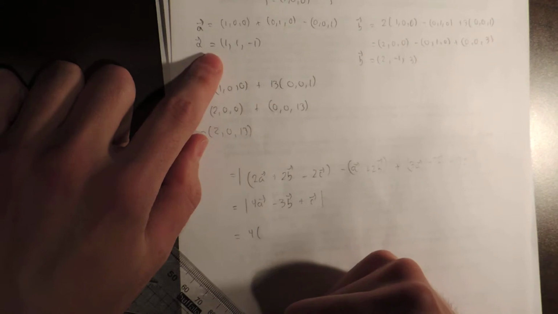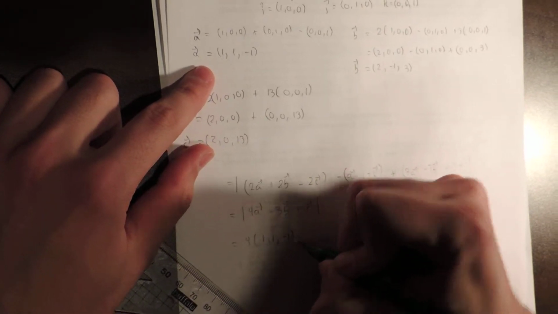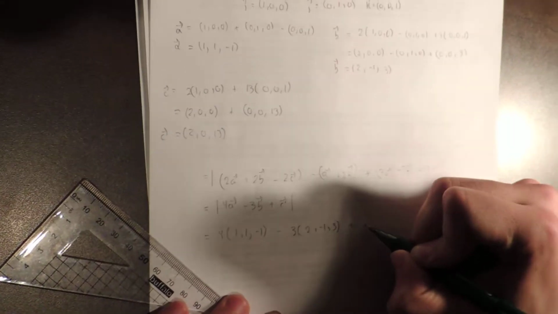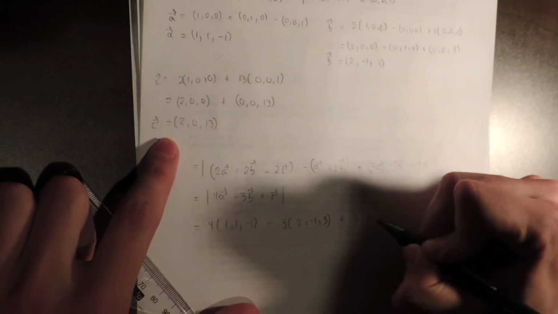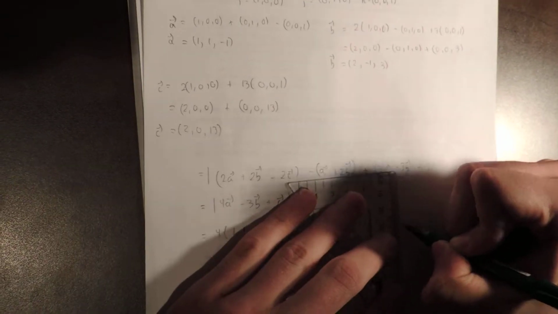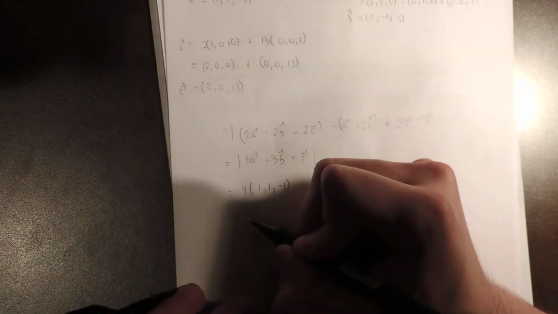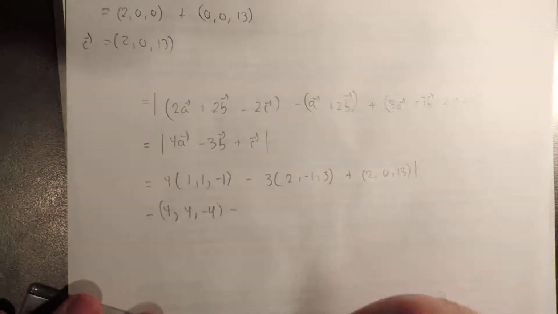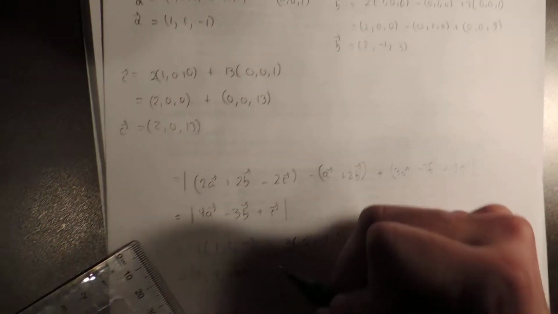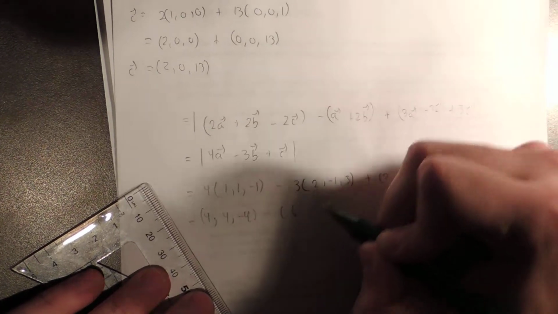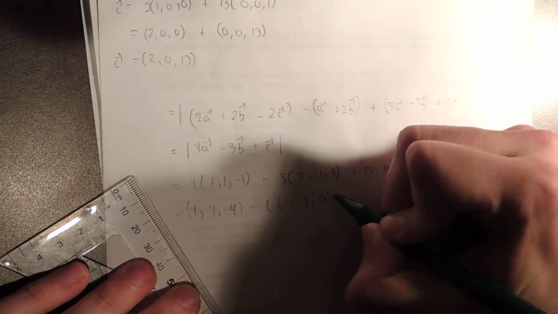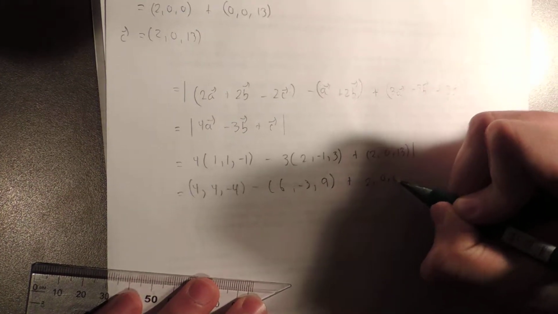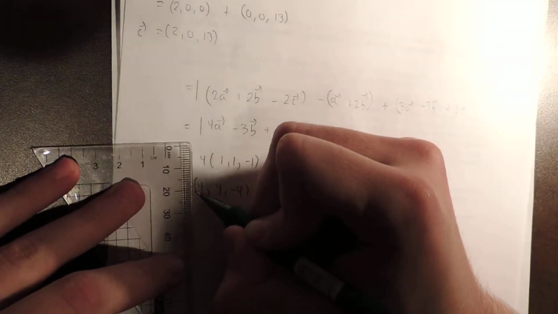So 4 times the a vector, which is right here, 4 times this set of coordinates, minus 3 times the b set of coordinates, so this, 2, negative 1, and 3, plus c, which is this set of coordinates, 2, 0, 13. And now we're going to expand the 4 to this set of coordinates, so 4, 4, negative 4, minus, we're going to leave the minus and pretend it's not there, and we're just going to expand the 3. So 3 times 2 equals 6, 3 times negative 1 equals negative 3, and 3 times 3 equals 9. And we left the minus there, so we're just going to subtract that after. So 2, 0, and 13. And it's the magnitude of that.